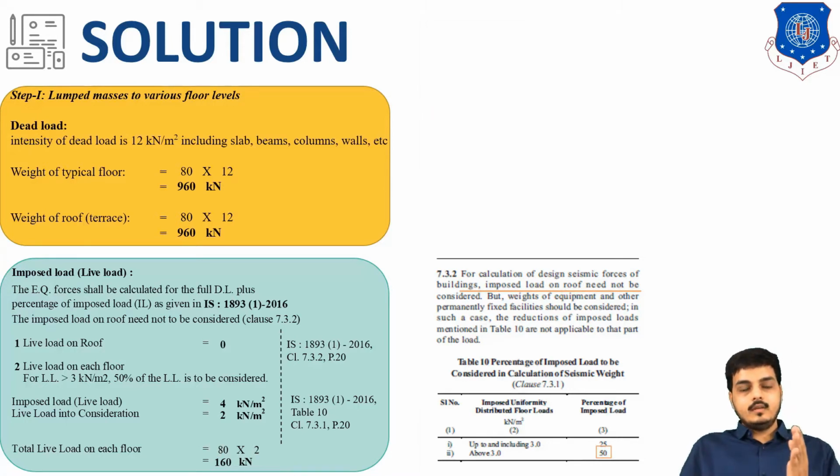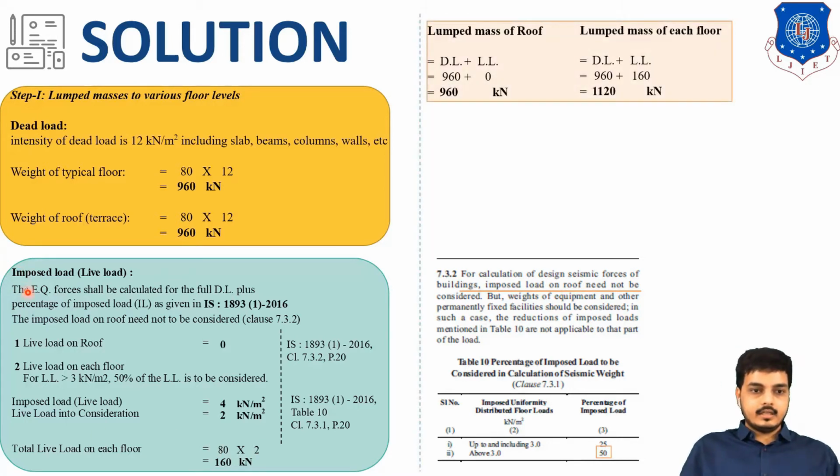Now we will add it up. Here it has been written that EQ forces shall be calculated for full dead load plus a percentage of imposed load. So we need to add them: dead load plus live load. We will do it separately. First for the roof, dead load is 960, live load is 0, so ultimately it is 960 only. Now for the floor, there will be some value of live load, which is 160. So the summation of this comes out to be 1120 kN.